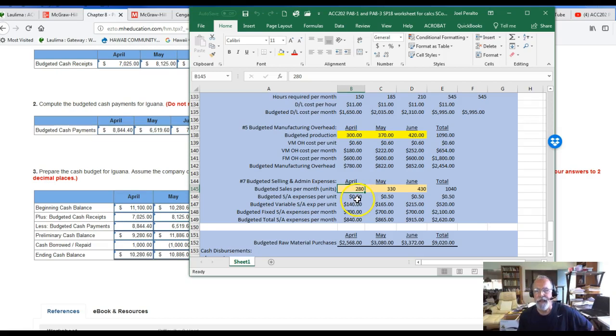So budgeted sales for the month of April is 280. Budgeted selling and administrative expenses per unit is 50 cents. This is given in the problem. So we multiply 280 times 50 cents per unit. That gives us $140 budgeted variable selling and administrative expense.